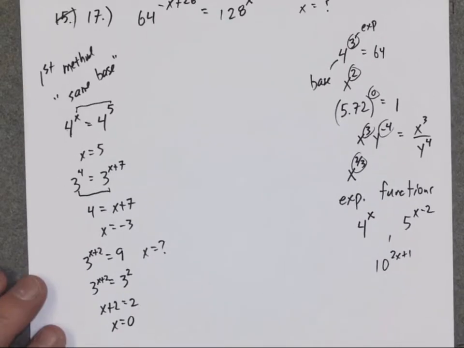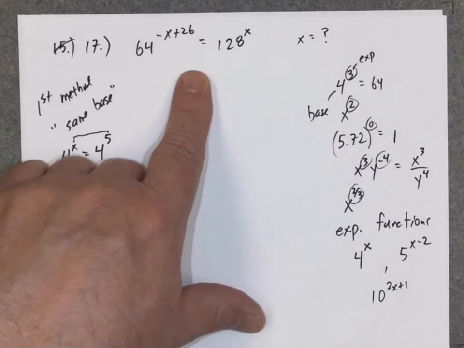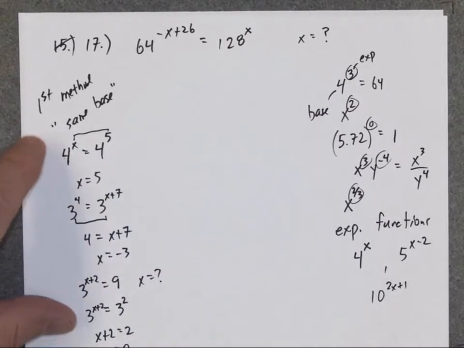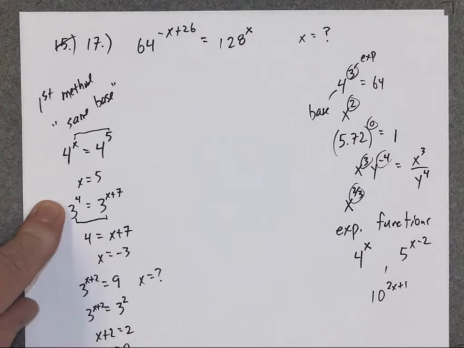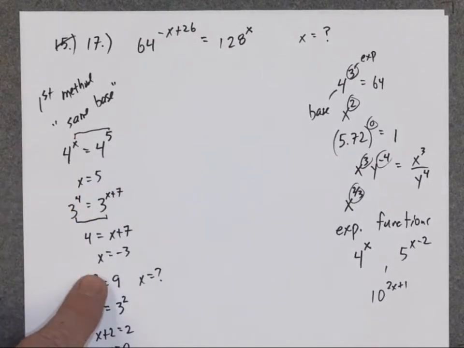So now, based upon this little quick tutorial, here's this problem. Well, let me say, the first method is the same base. Actually, most of the time, this probably doesn't work, but there are some problems where it's either the same base or you can change things to get to the same base. And if you do that, that's the best way to solve it because it's usually not too hard.